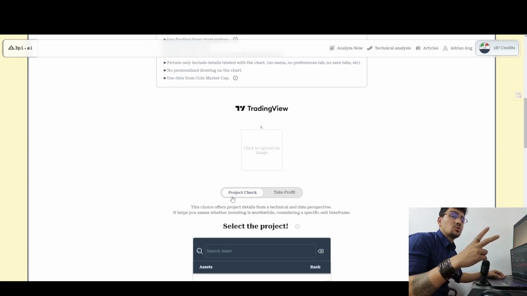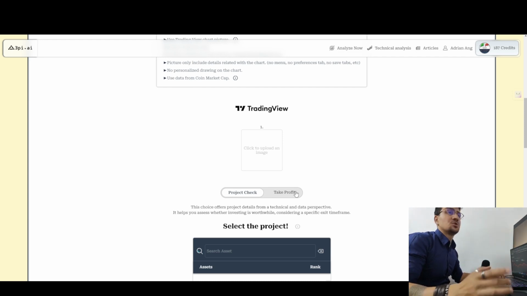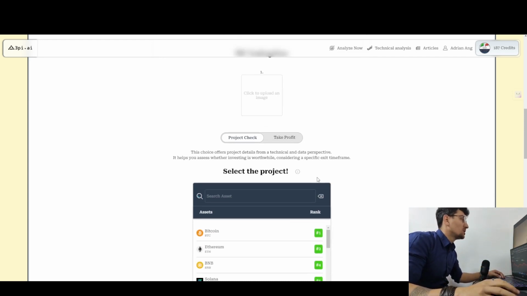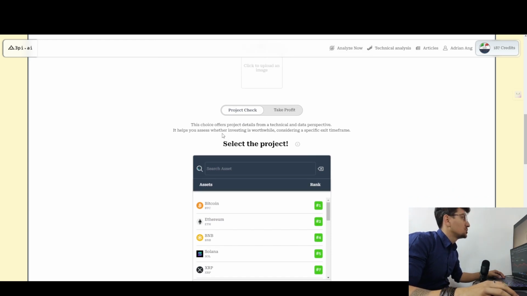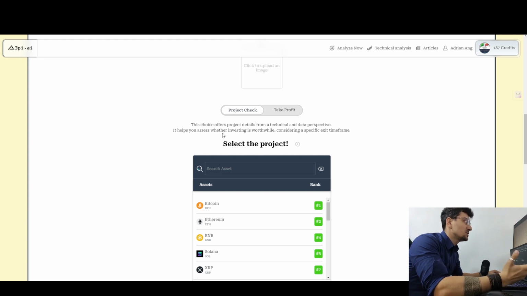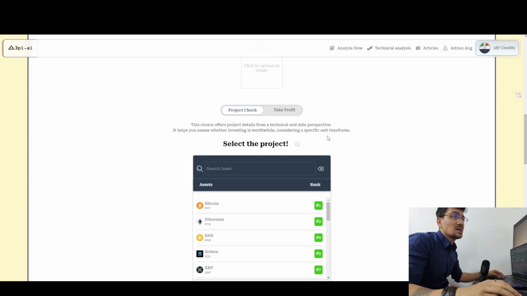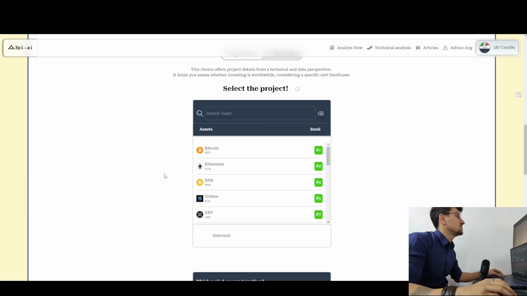And we have two options. We have the project check and the take profit. Today we will deep dive into the project check. So here it says the choice offers project details from a technical and data perspective. It helps you assess whether investing is worthwhile considering a specific exit time frame. So let's choose the coin.